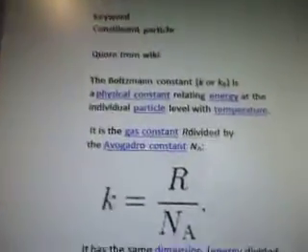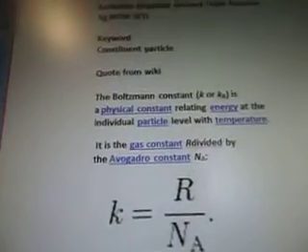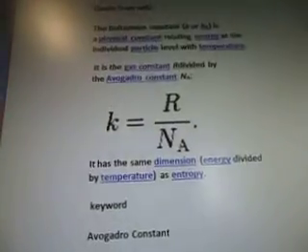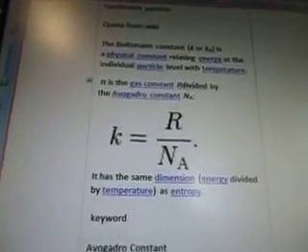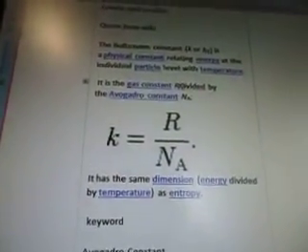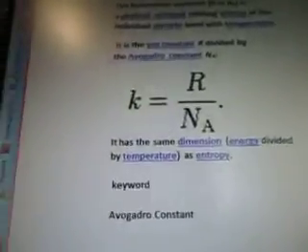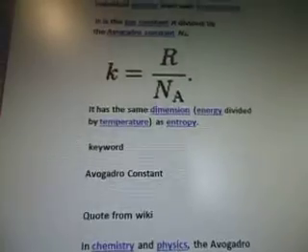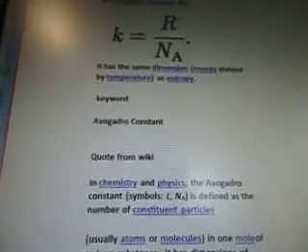The Boltzmann constant, k or k with a small b, is a physical constant relating energy at the individual particle level with temperature. It is the gas constant R divided by the Avogadro constant, with a little a. So there's k equals R over NA. It has the same dimension, energy divided by temperature, as entropy.